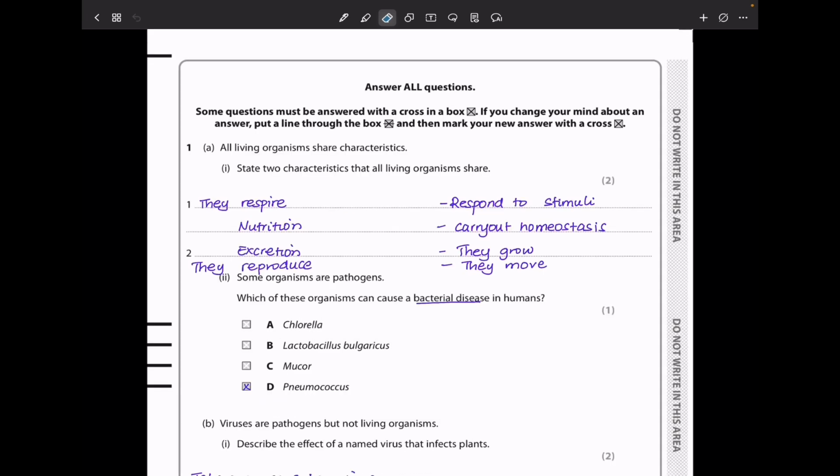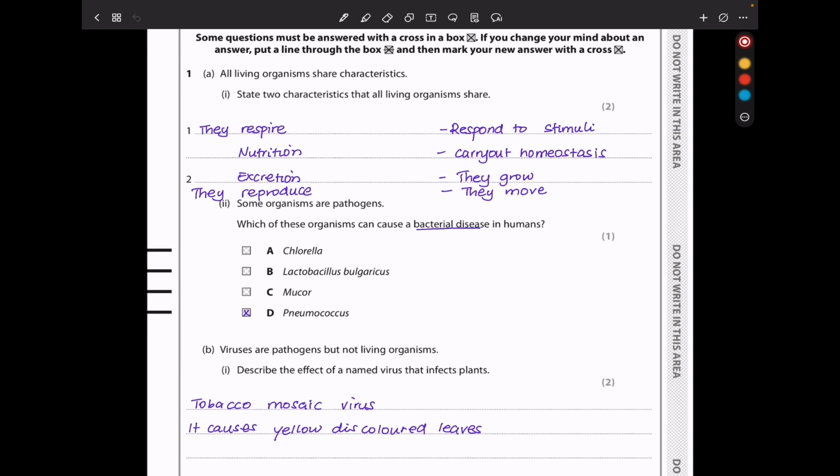Question 1. All living organisms share characteristics. State two characteristics that all living organisms share. Living organisms can respire, they carry out nutrition, excretion, reproduction, they respond to stimuli, they carry out homeostasis, they grow, as well as moving.